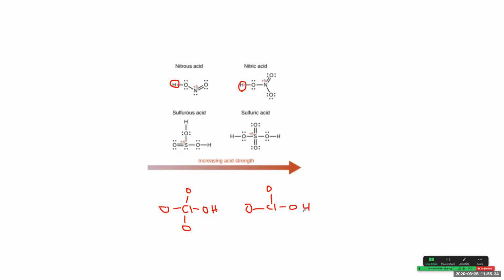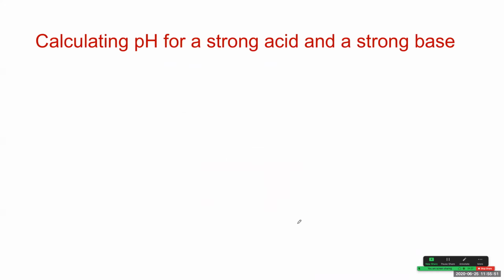It all has to do with this bond between the O and the H. As that bond gets weaker, the acid becomes stronger. And the more oxygens on that central atom, the weaker that OH bond. So that's the end of the discussion on acid strengths. The book talks about it also, so you might get more information from the text if you need it.